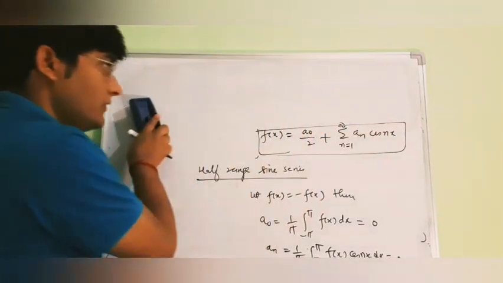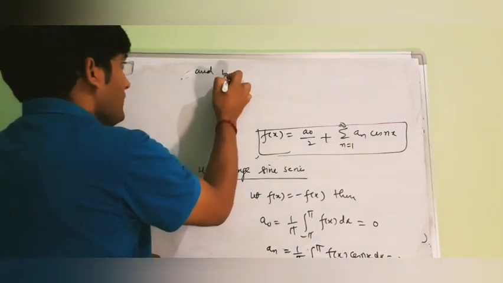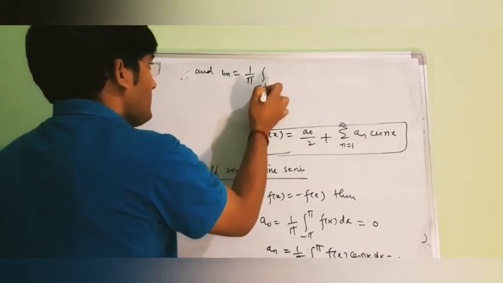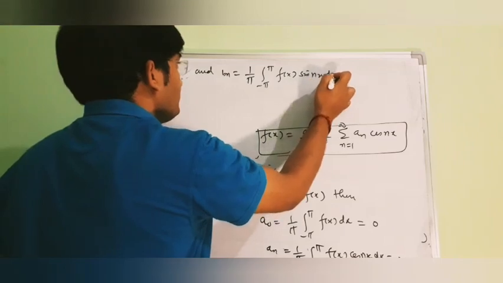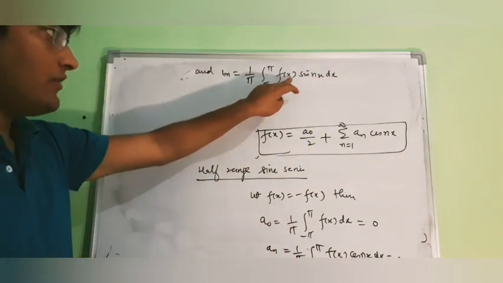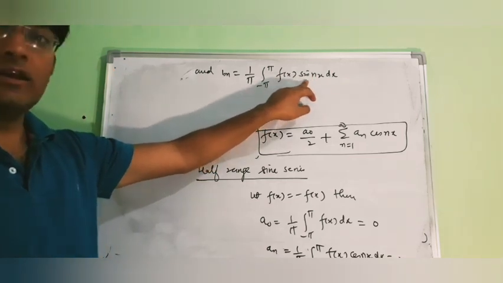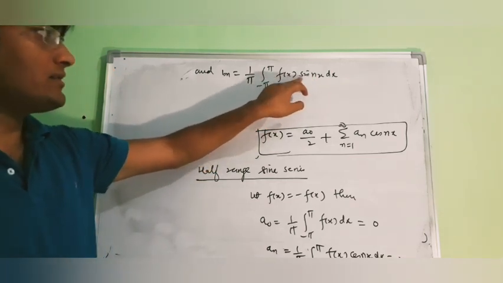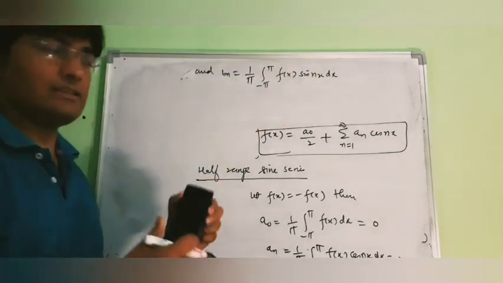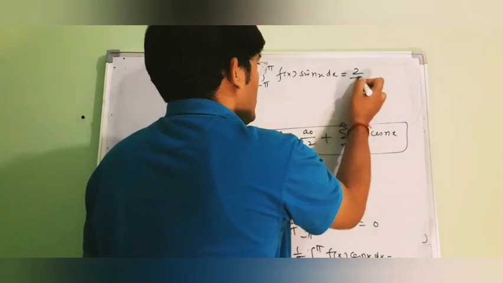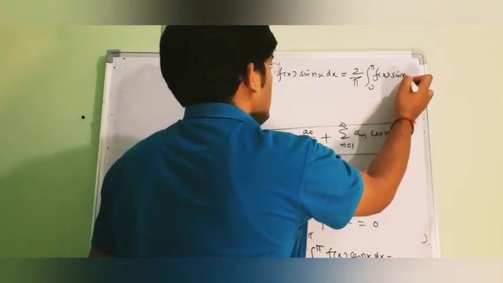Now bn is equal to 1 by pi integral from minus pi to pi f(x) sin nx dx. Here you can see that f(x) is odd, sin nx is odd, hence their product will be even. From here you will get a minus sign, again from here you will have a minus sign, so their product is plus. That means the function is even. So this will be 2 by pi integral from 0 to pi f(x) sin nx dx.